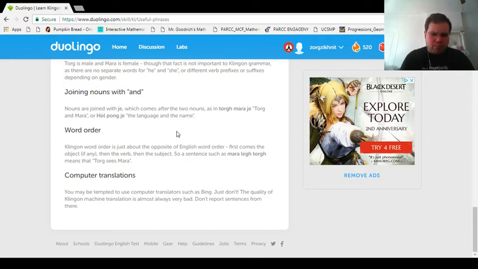Okay. Okay, so Mara sees. Okay, so it's pretty much that. You may attempt to use computer translators such as Bing. Just don't. The quality of Klingon machine translation is almost always very bad. Don't report sentences from there.